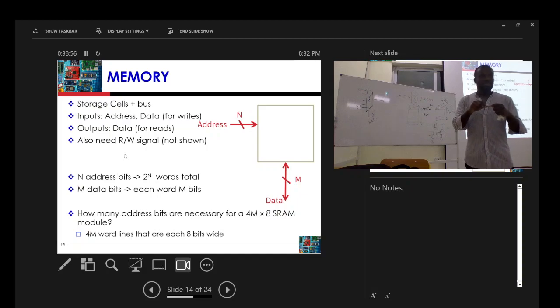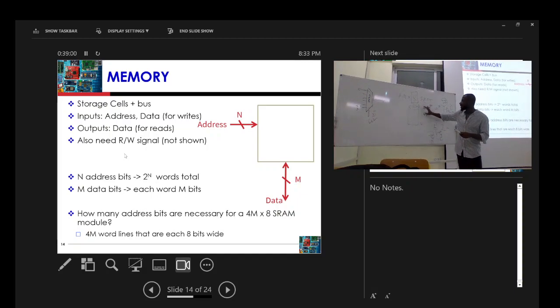Anybody? So what we are doing right now, we are able to calculate the number of locations. If I give you 4M by 8, we know the data width is 8. We know my number of locations is 4 times 2 to the power 20. Now, the most important thing here is the address. What is the width for the address? How many bits do I need to be able to address all these locations? How many? 22, right?